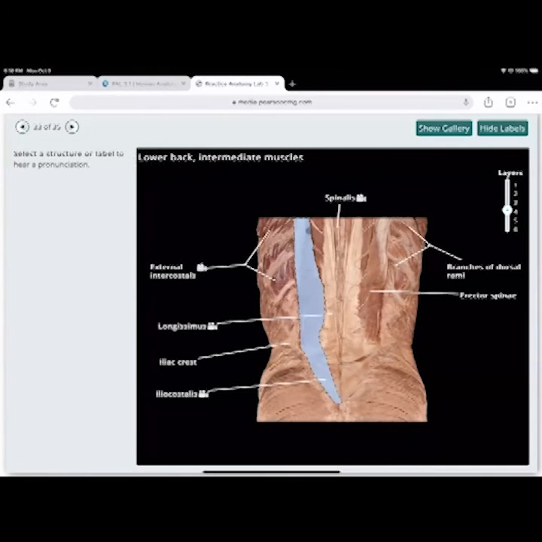Okay, a little bit deeper. The spinalis muscle goes right down the spine. External intercostal muscles, longissimus muscle, the iliac crest, and the iliocostalis muscle. Get your erector spinae muscle, and the branches of the dorsal rami. Those are the nerves that branch off the spinal column. Those are your dorsal rami, which we talked about. We did the nerves.